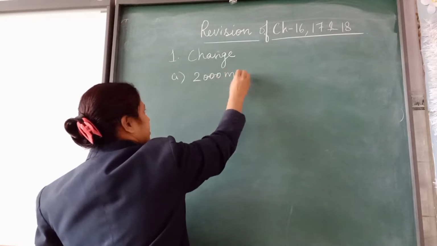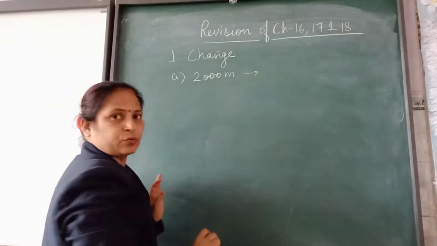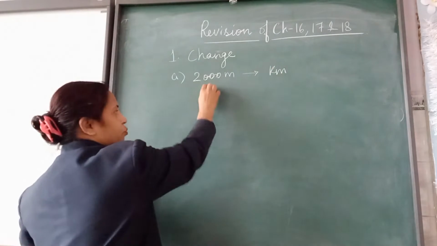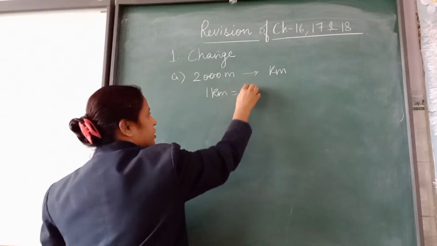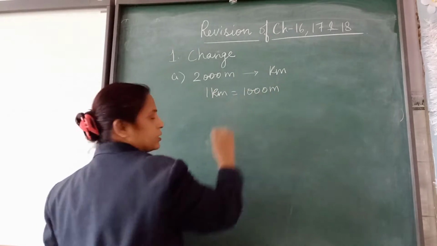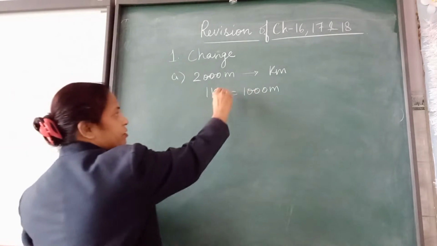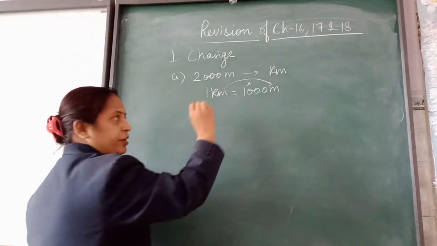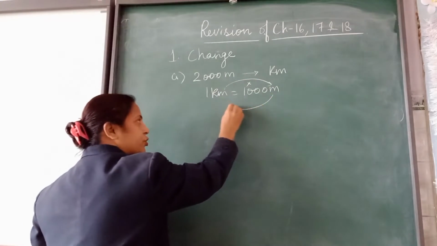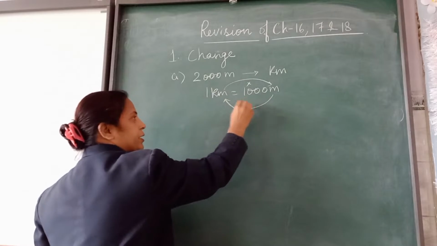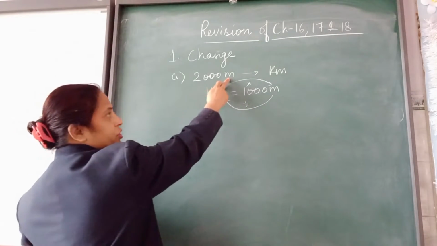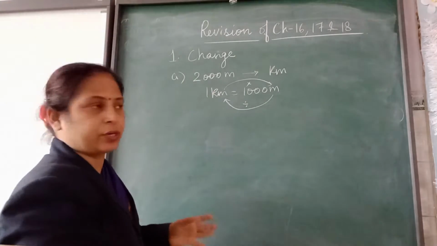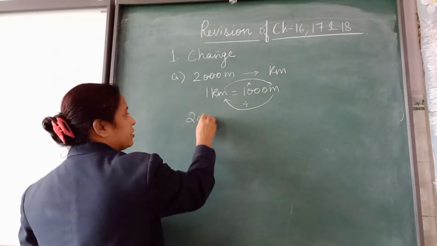2000 meters, this we are going to change into kilometers. Now as you know, 1 kilometer is equal to 1000 meters. So whenever we change from bigger unit to smaller unit, we multiply, and whenever we change from smaller unit to bigger unit, we divide. Here we are changing from meters to kilometers. That means we are going from smaller unit to bigger unit. So we are going to divide by 1000.